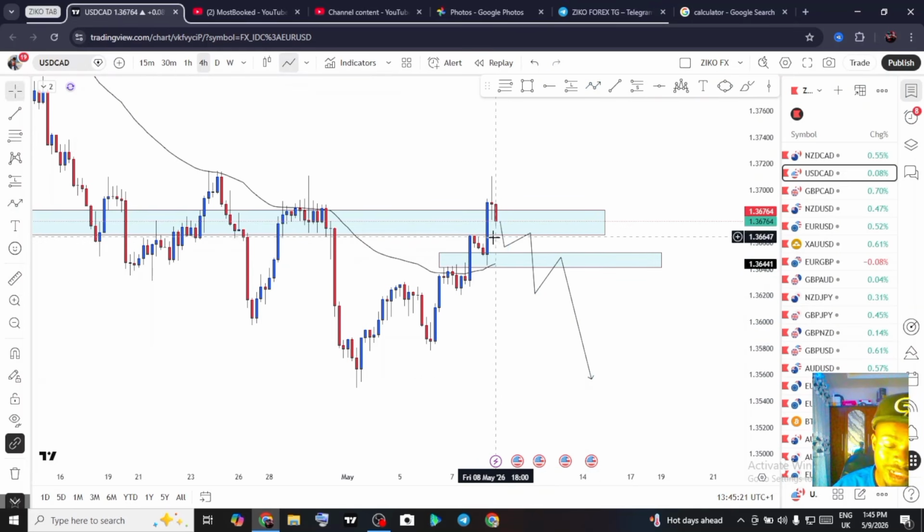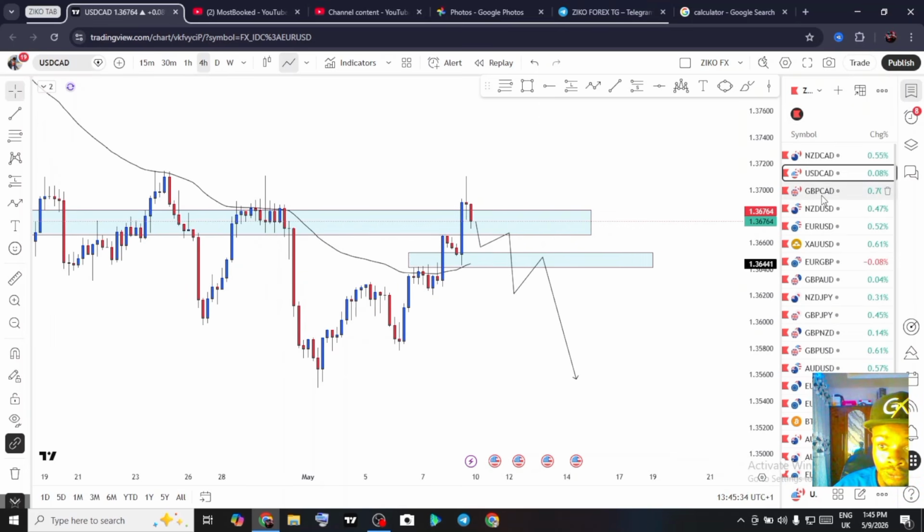We cannot buy this market just because we don't have 2 time frames in sync. That is the only reason, but it has a very clean break right here, a retracement to potentially buy. But we don't have 2 time frames in sync, so we'll not be breaking our rules this week, right? That's pretty much it for that. That's that for USD CAD.